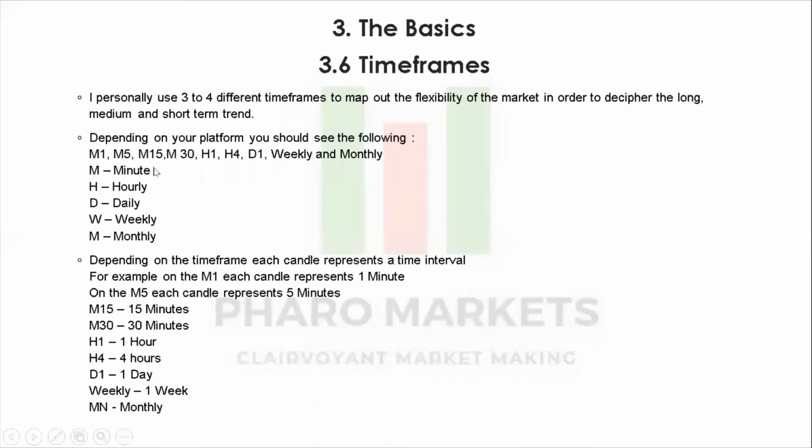Depending on each time frame that you're using, each candle represents a time interval. For example, on the M1, each candle represents 1 minute. On the M5, each candle represents 5 minutes. M15, 15 minutes. M30, 30 minutes. H1, 1 hour. H4, 4 hours. D1, 1 day. So what this means is that for one candle to close on the M15, for example, will take 15 minutes. On the D1, for one candle to close will take 1 day. On the monthly, it will take 1 month for one candle to close.